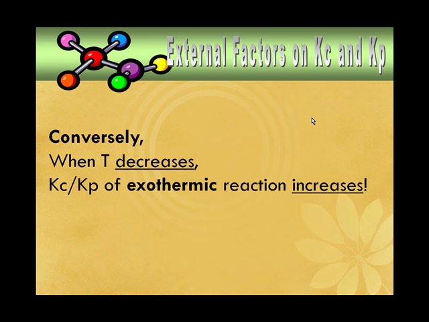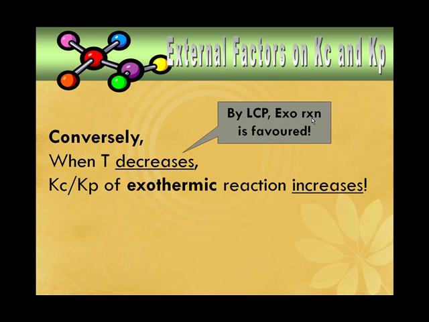Conversely, if we are going to decrease the temperature, the equilibrium constant of the exothermic reaction is going to increase. This is purely by Le Chatelier's principle, because when we cool down the system, it will try to react in such a way as to release extra heat so as to bring the temperature of the system up. In that way, more products will be formed.